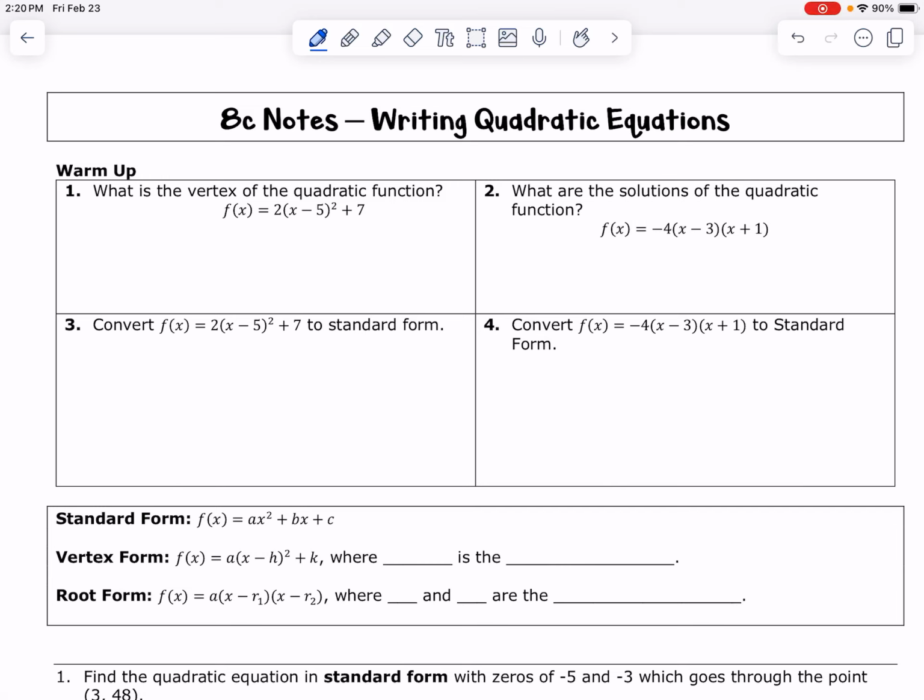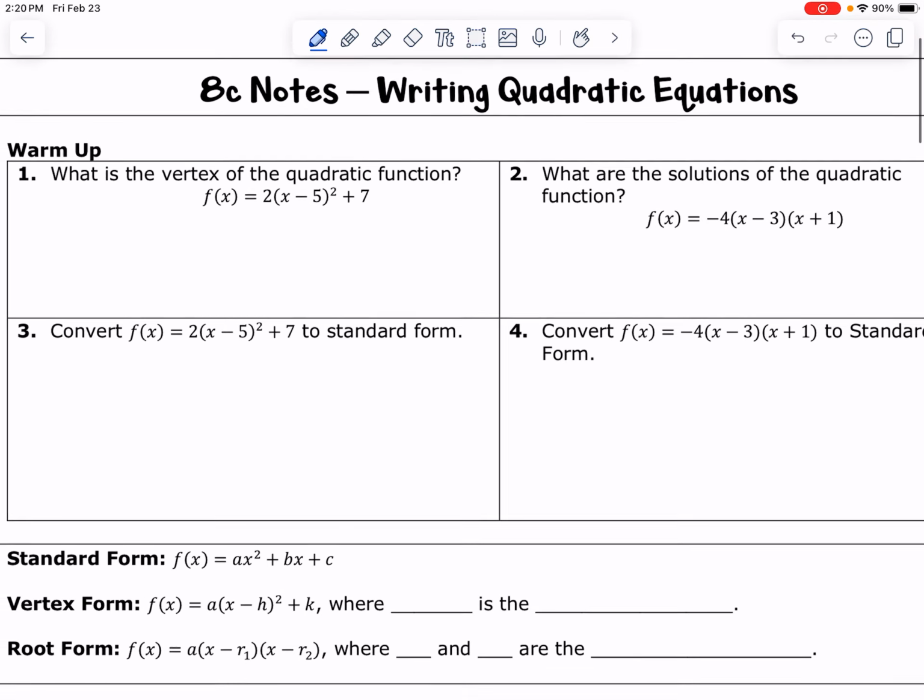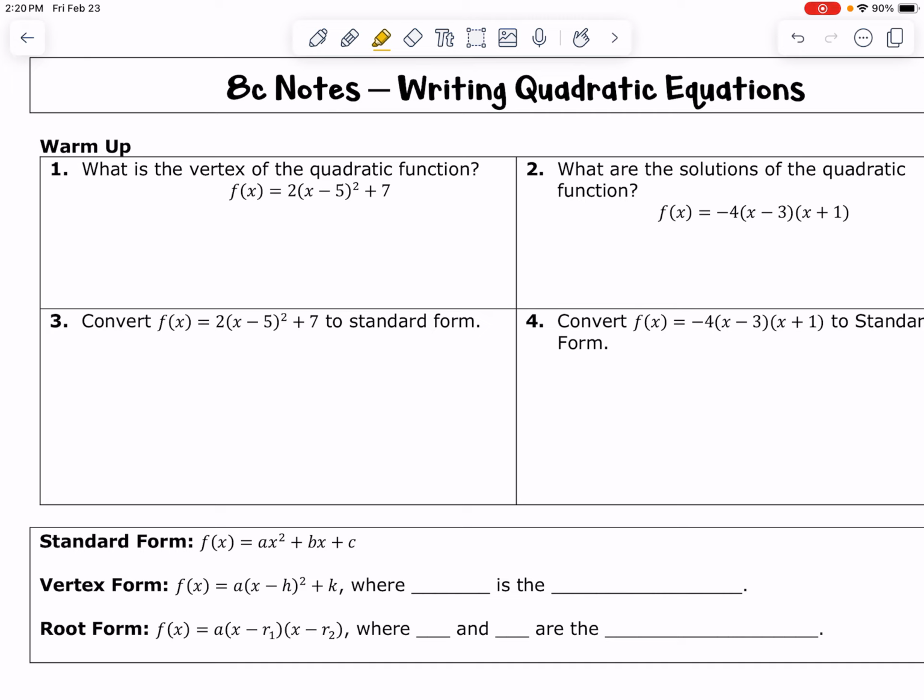Okay, these notes are on writing quadratic equations. And so for the warm-up, the first question asks for the vertex. And this equation is in vertex form. And so we can get the vertex by taking the opposite of what's with x as our x coordinate, and then taking this number exactly as it is as our y coordinate. So if you were to graph this in Desmos, it would show you the vertex is 5, 7.